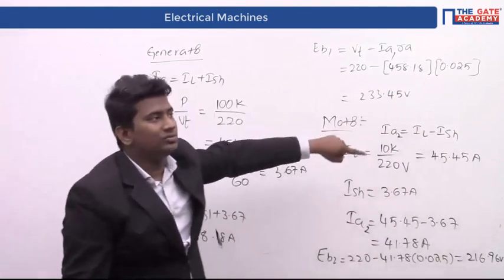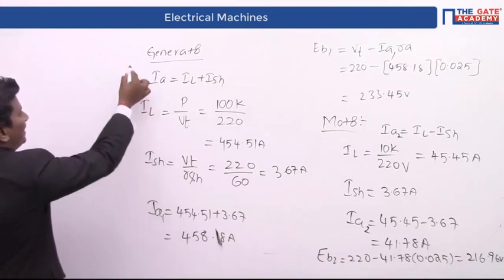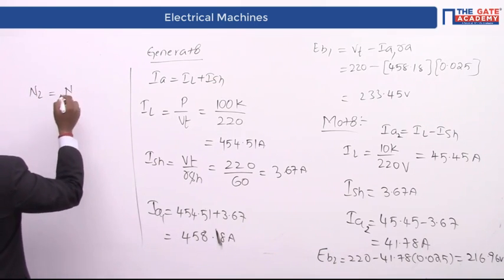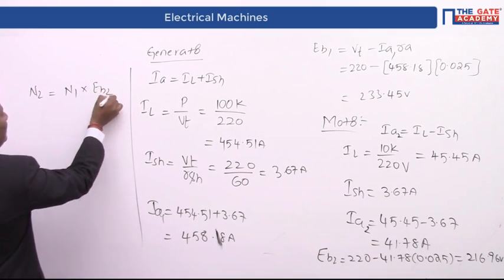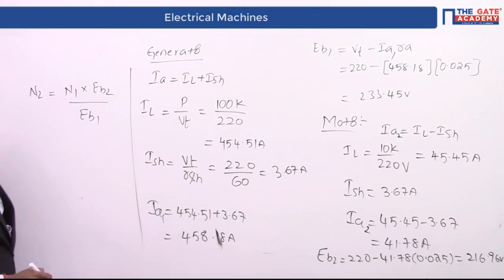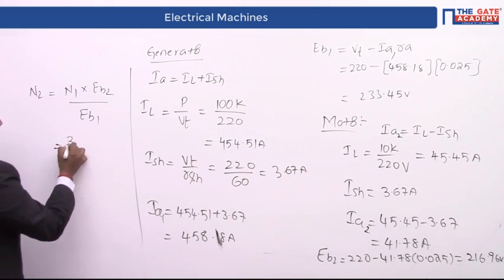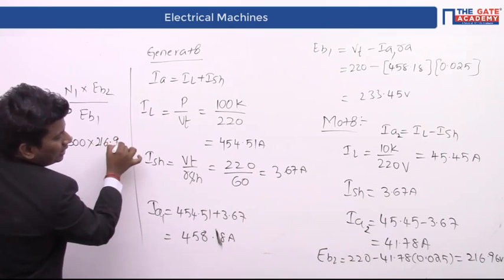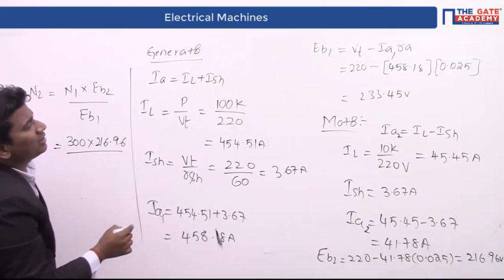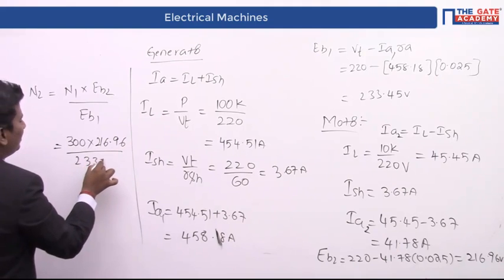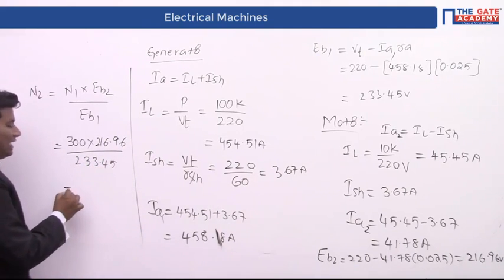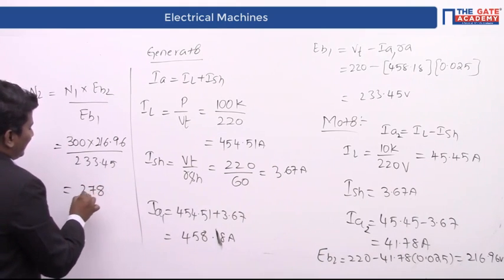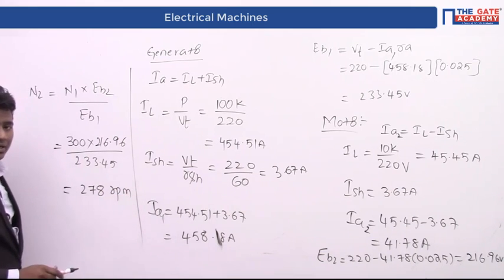So we got these two. Now it is very easy to find your speed N2. N2 is equal to N1 into EB2 by EB1. Therefore, N1 is 300, into the EB2 we got, 216.96, divided by EB1, 233.45. Therefore, the final speed N2 is equal to 278 RPM.